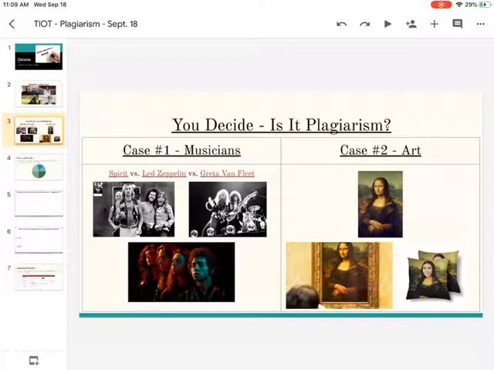There are also some examples of plagiarism that may be or might not be plagiarism. I've listed down a few examples here that I'm showing in the live presentation, but you could also look up for yourself and try to decide, are these examples of plagiarism? In the case on the left for the musicians, there's a famous case between the famous rock band Spirit, which is the picture in the upper left-hand corner, suing the famous band Led Zeppelin for the fact that Spirit's song Taurus sounds a lot like Led Zeppelin's song Stairway to Heaven.